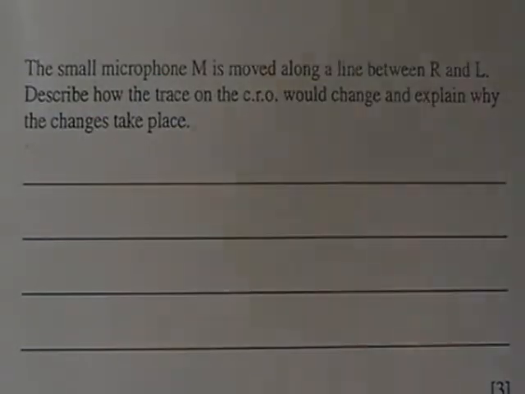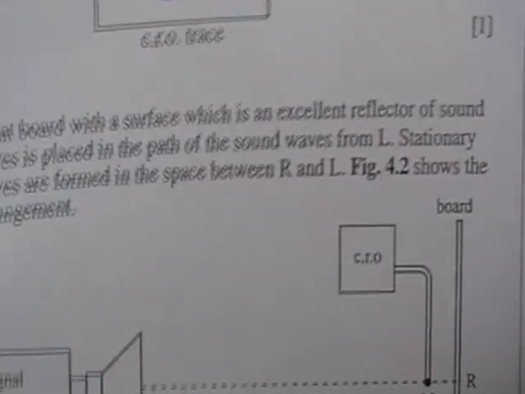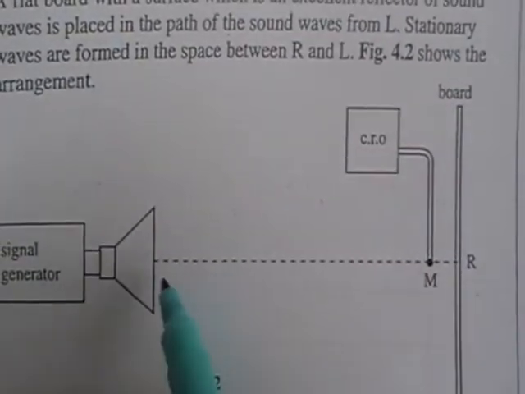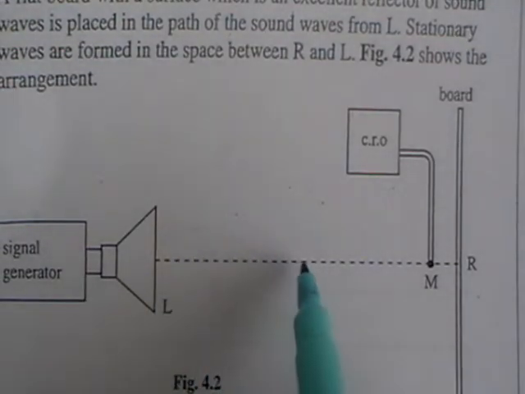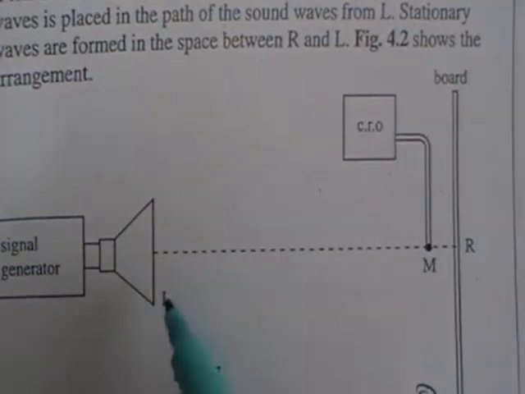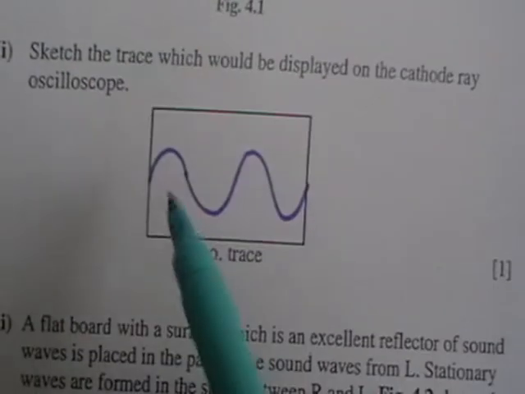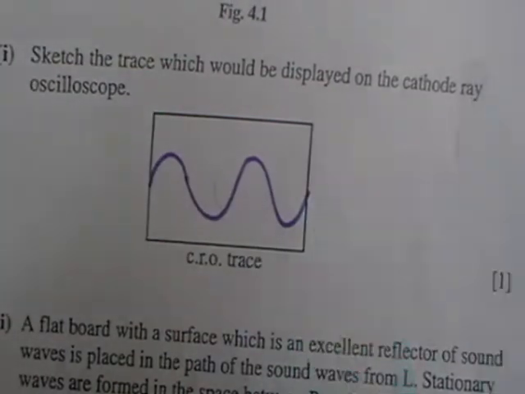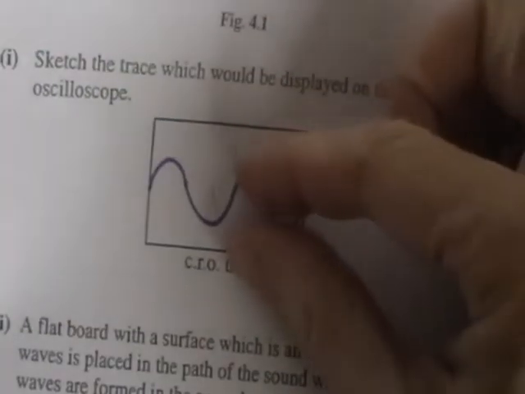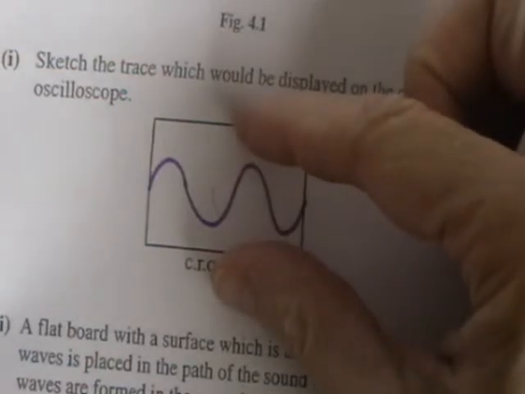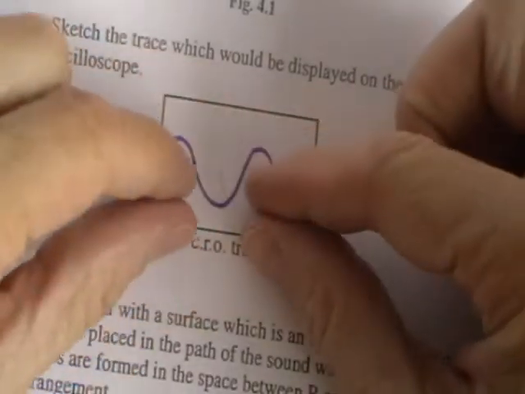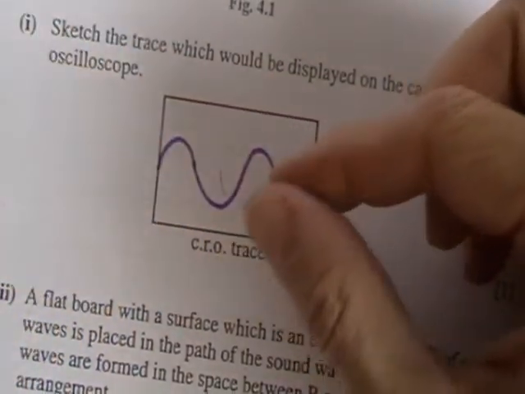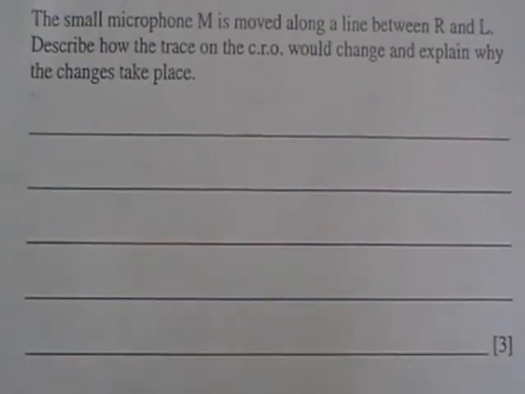Now, as you move your microphone between R and L there, what you're going to do is pick up positions of large amplitude, small amplitude, large amplitude, small amplitude, the whole way along there. And that, therefore, will be your trace here. You'll always have this trace, but it's going to get smaller whenever you come to a node and larger whenever you get to an antinode. So you're going to continually have a large trace, a small trace, a large trace, a small trace. And so you have to try and describe that and get yourself 3 marks from it.